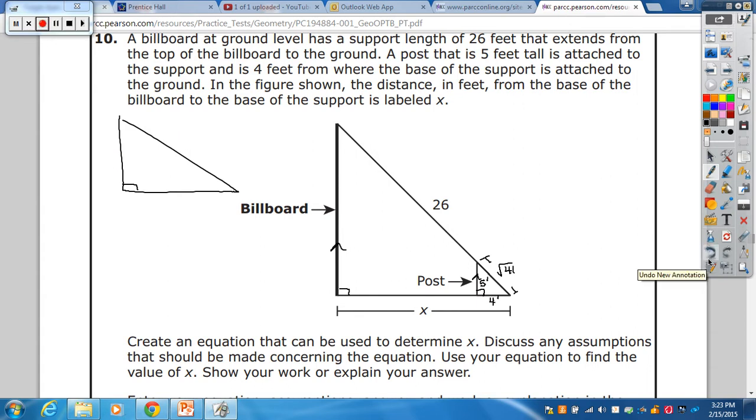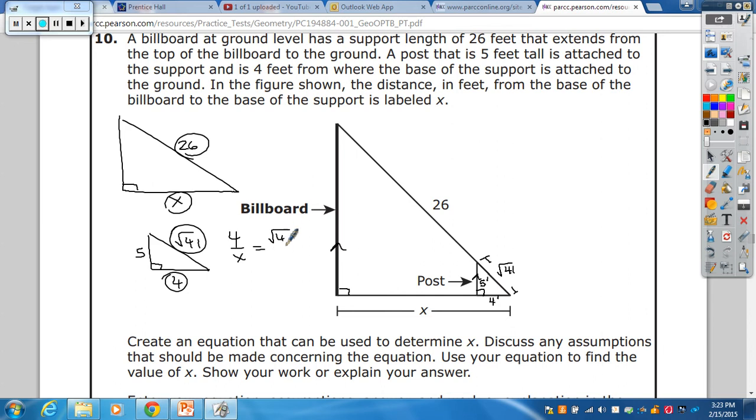There we go. Big triangle is 26. This one's x. For the small triangle, here's what we have. We have 5, we have 4, and the square root of 41. If you set up a proportion to solve for x, matching up the corresponding sides, you could do something like this. 4 is to x, as square root of 41 is to 26. And then you can solve for it from there.